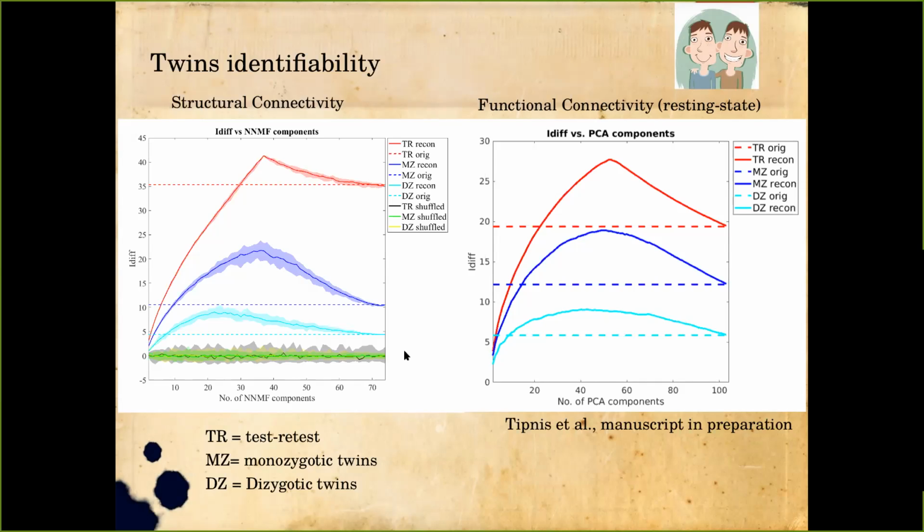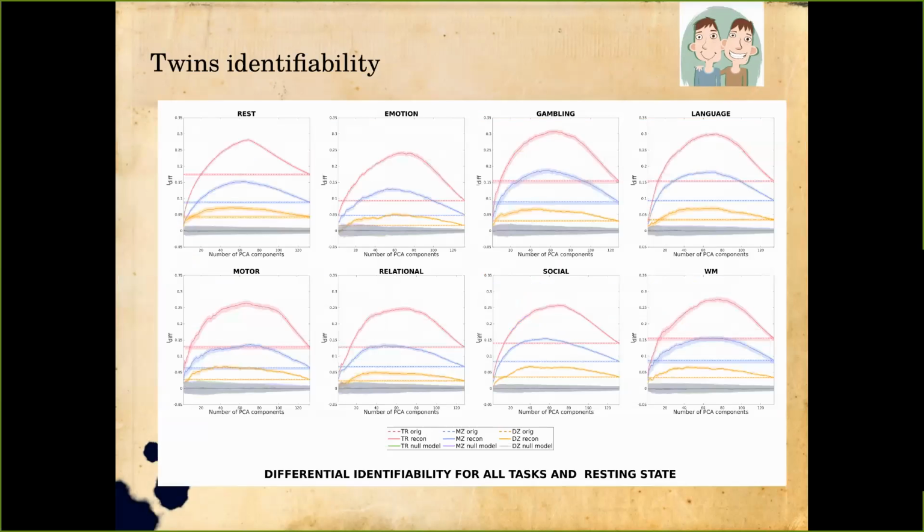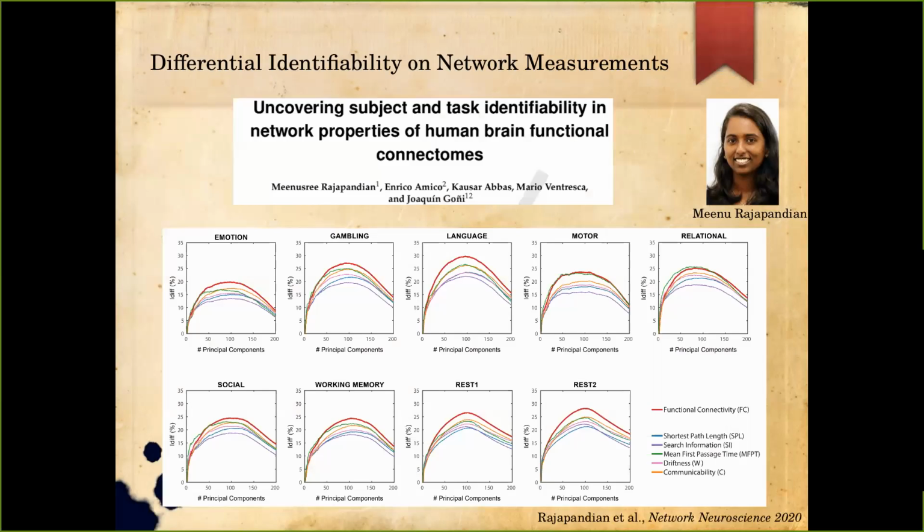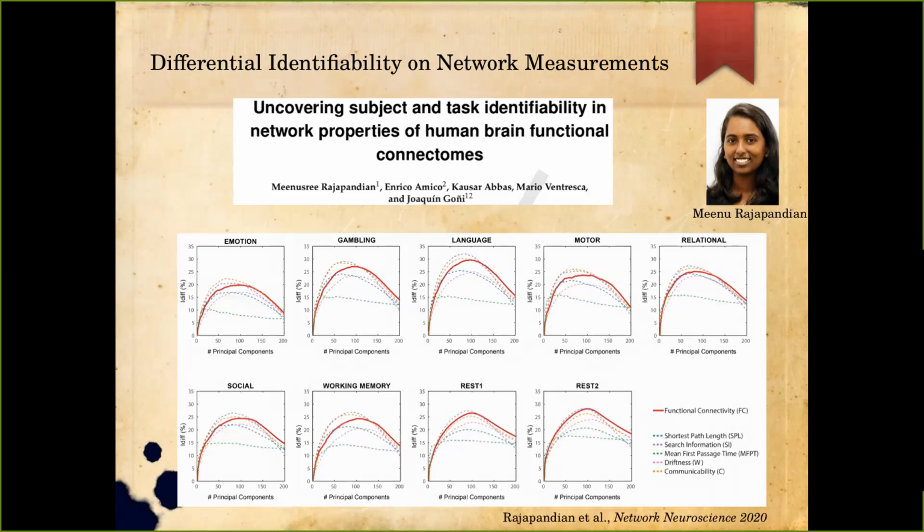So the exciting part of this is that this framework also allows us to see fingerprints in twin studies. And for the sake of time, I'm going to stop here, but basically we have also tested that you can run these measurements not only on functional connectivity data, but on network measurements derived from the functional connectivity data.